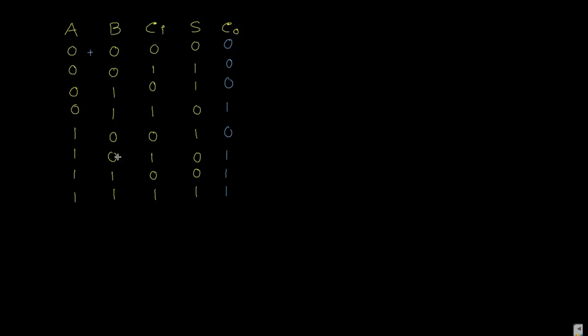1 plus 0 is equal to 1, 1 plus 1 is equal to 0, carry is 1. 1 plus 1 is equal to 0, 0 plus 0 is equal to 0, 1 plus 1 is equal to 0, carry is 1, and 0 plus 0 is equal to 0. Sorry, 1 plus 1 is equal to 0, carry is 1. So 0 plus 1 is equal to 1, and carry is 1 written over here. So this is nothing but the truth table for the full adder circuit.